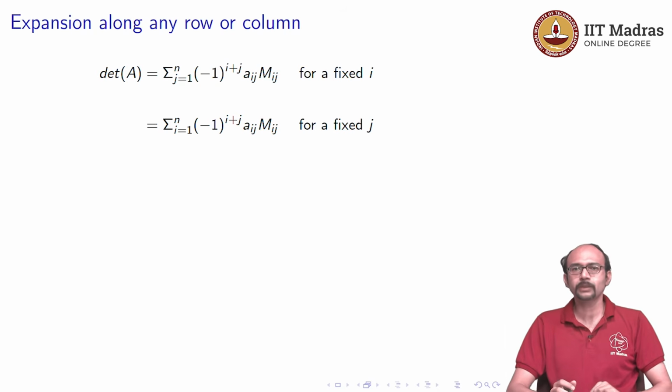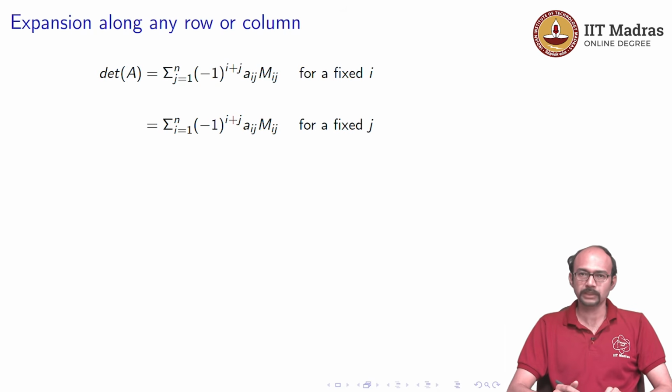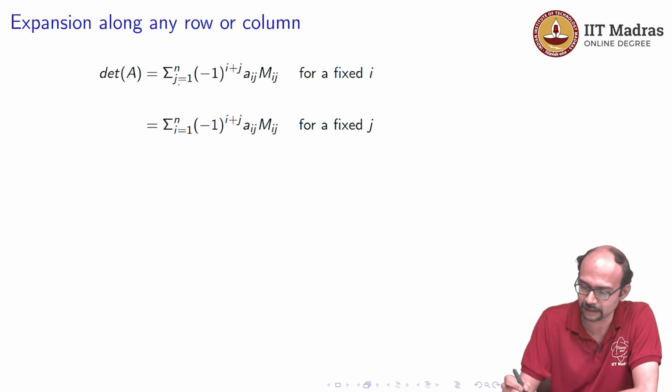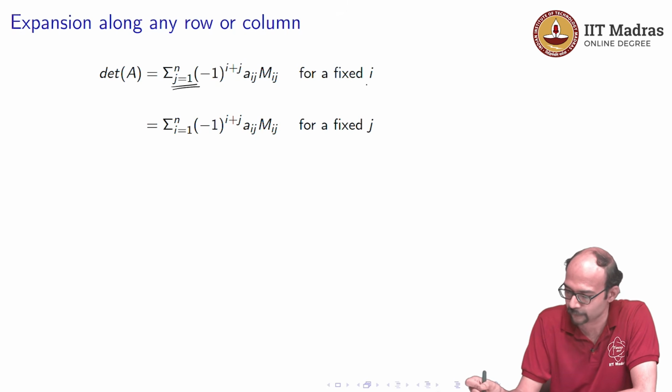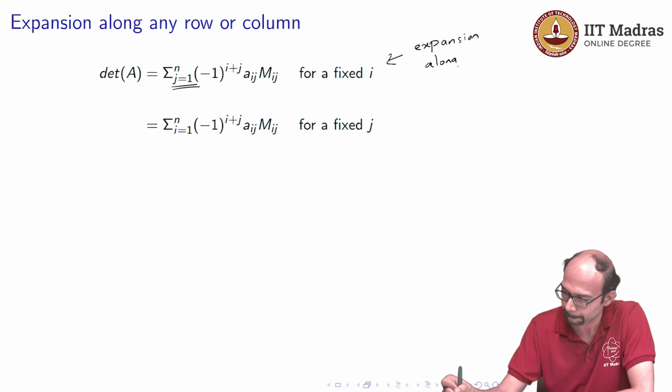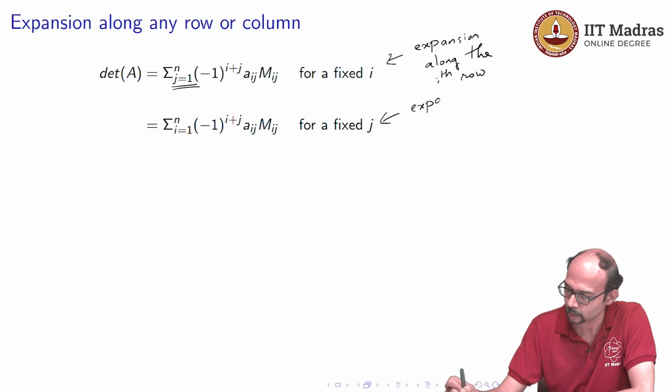And the fact is you can even use a column to do the same thing. So, you can expand along any column. So, here notice that the j was what was varying and the i was fixed. So, this is expansion along the ith row, and this is expansion along a column. So, now the j is fixed and the i is varying.